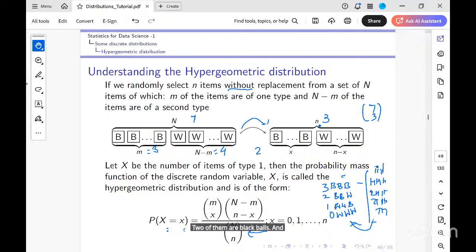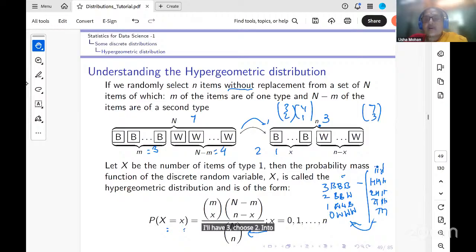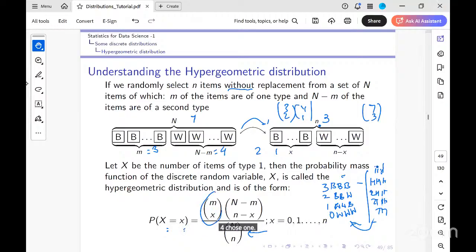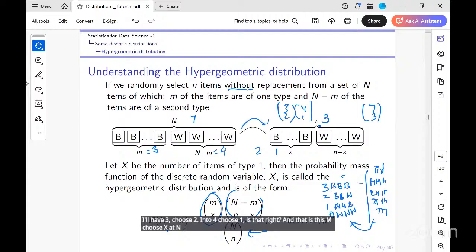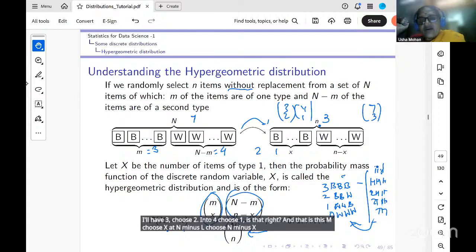3 and one of them is a choose white, 2. I'll have 3 choose 2, 3 choose 1 into 4 choose 1. Is that right? Yes, ma'am. And that is choose x and n minus m choose n minus x. Is that clear now? Yes, ma'am.